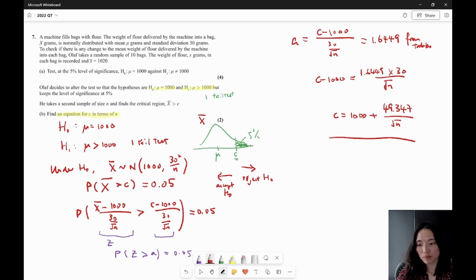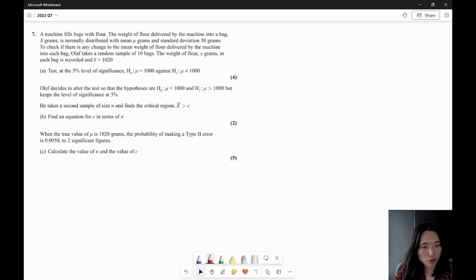Now, this gives us an equation for C in terms of n, which is part B of the question. Hopefully it hasn't been too bad for you so far, but let's look at part C, which might be the hardest part of this question. Part C tells us that when the true value of mu is 1020 grams, the probability of making a type 2 error is 0.0050 to two significant figures. We're asked to calculate in part C the value of n and the value of C.